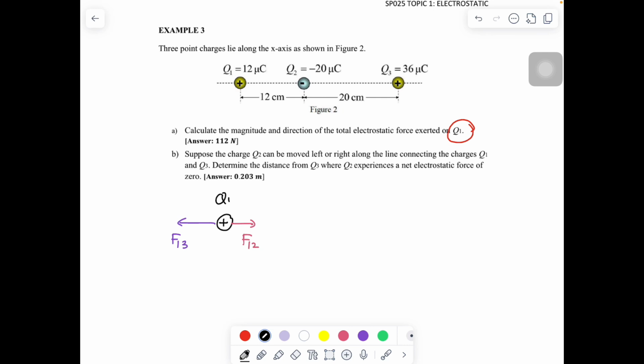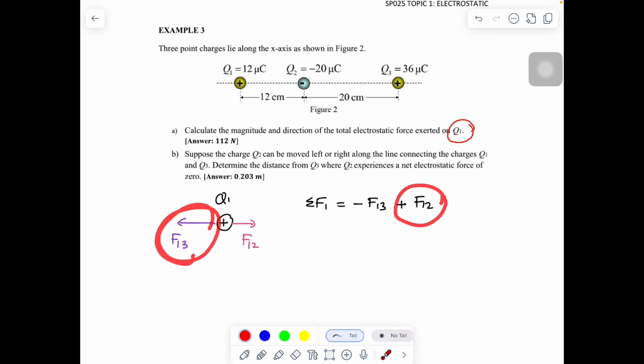Next step kita keluarkan equation. The sum of F1 sama dengan negative F13 tambah F12. So negative because it's going to the left. Ini positive, it's going to the right.